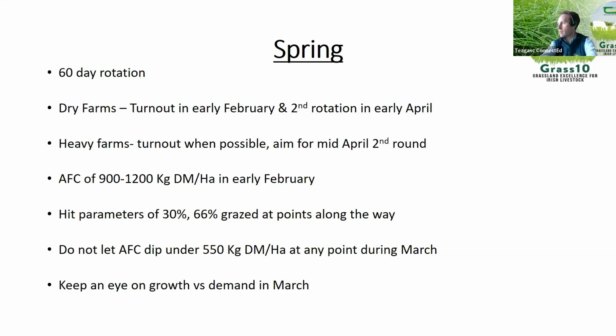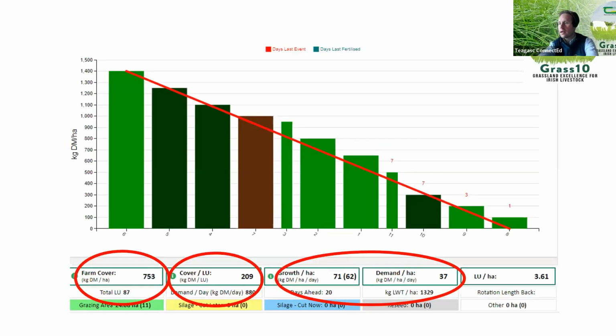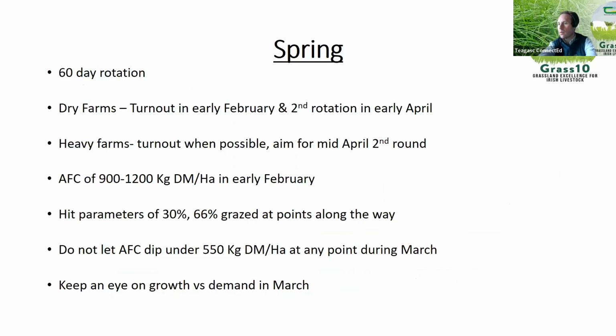Because at times throughout the spring, especially if there's a high demand, low growth rates, it's very easy to be taking 100 or 150 off your average farm cover every week. And if we tank our average farm cover under 550, there's just too much of the farm in a position where it's struggling to get started. So that's just something to be aware of.